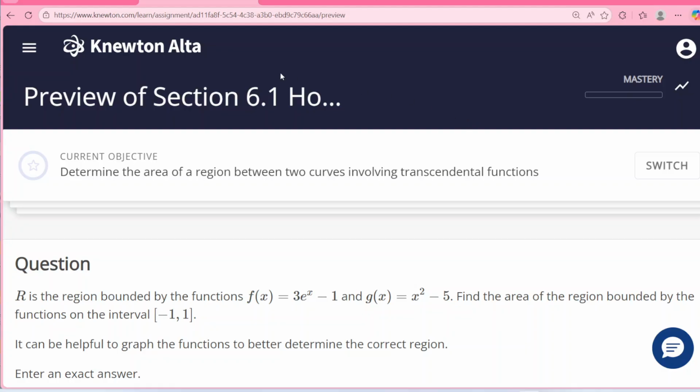All right, so here I am at Knewton Alta's site. So once again, this is a preview of this Areas Between Curves assignment, which for this particular course is section 6.1. But again, I wouldn't worry about the section number too much, just the material.